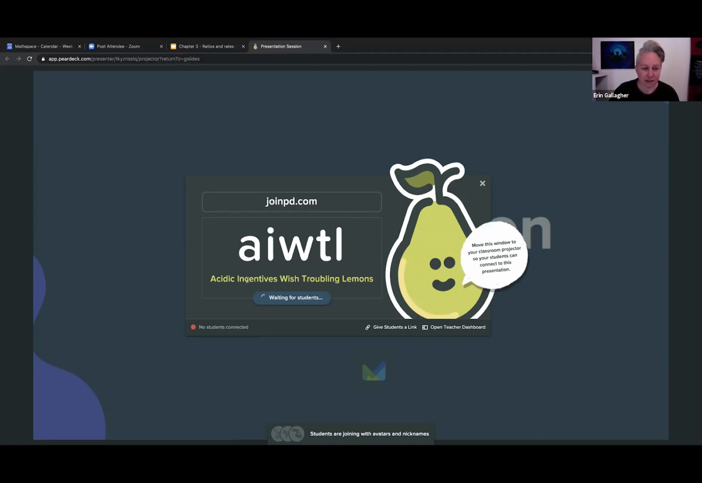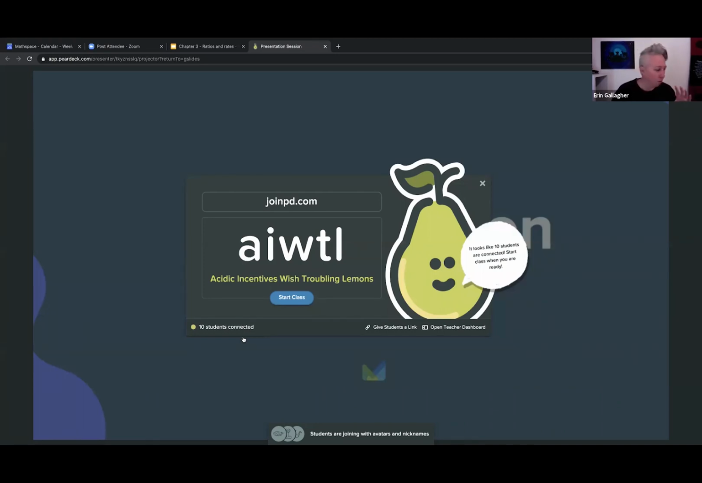I'll read out this phrase a few times because it'll appear on your screen as you type it. It's acidic incentives wish troubling lemons. AIWTL. You just type that code in. If you don't have a device that's going to allow you, you'll still be able to interact and answer. You can answer the questions in the chat to us if you like.